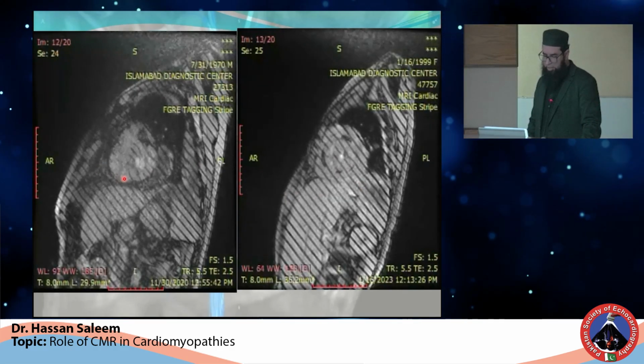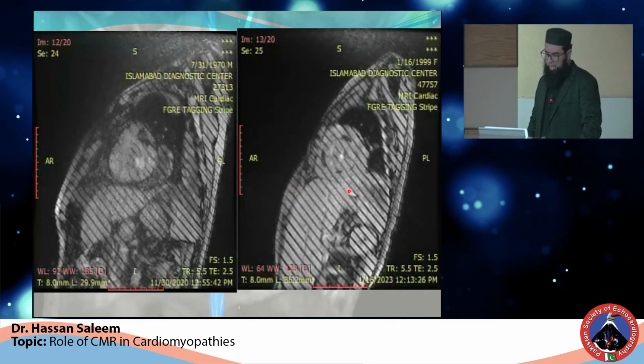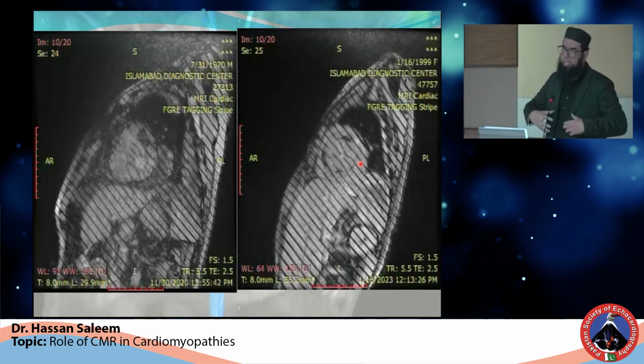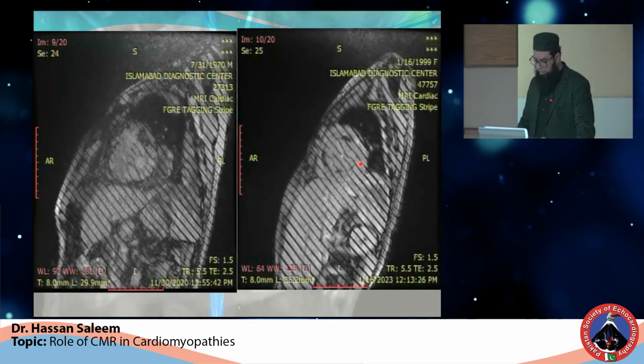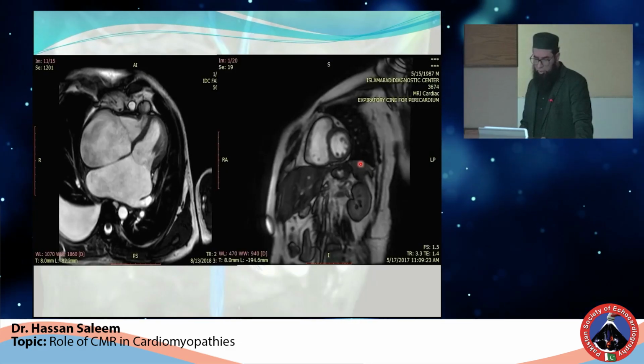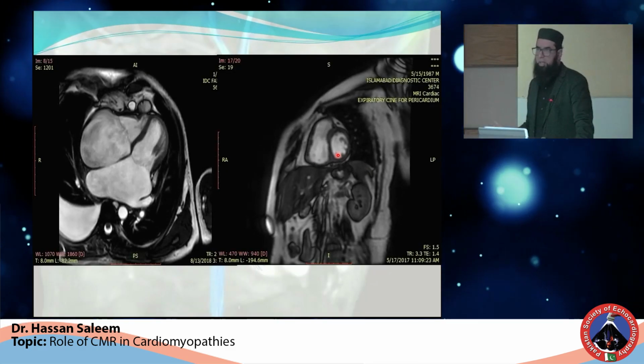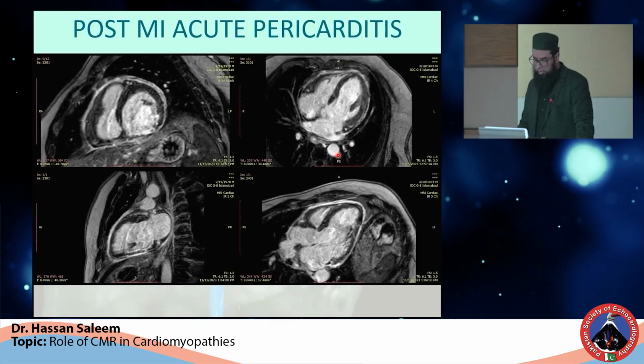Here you can see, for reference, a normal image. And this is a patient with constrictive pericarditis. Here you can see the stripes are not breaking up because the heart is not expanding at all. You can also appreciate the septal bounce there. It can be nicely seen on cardiac MR.